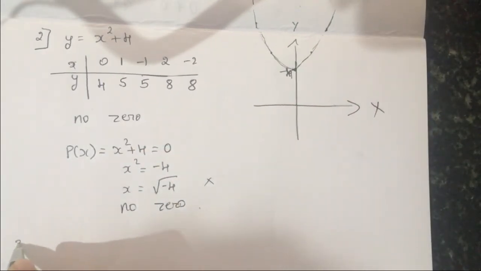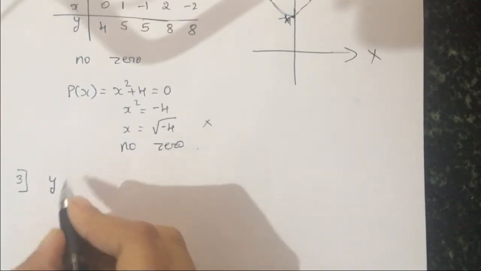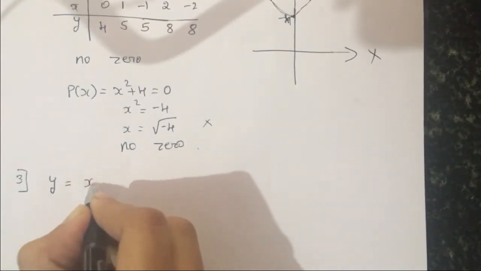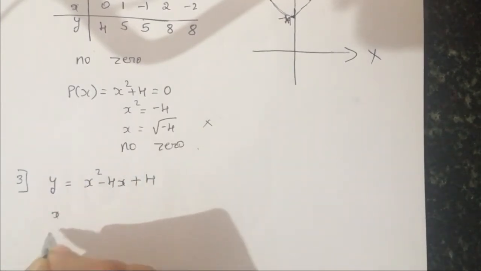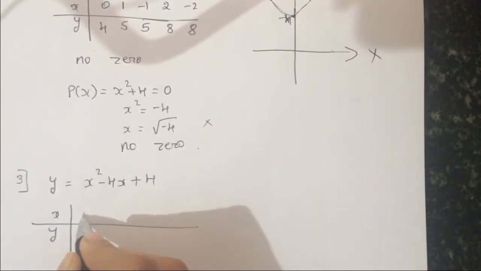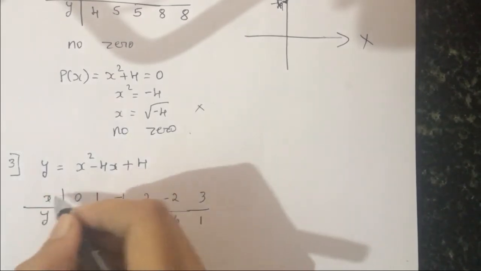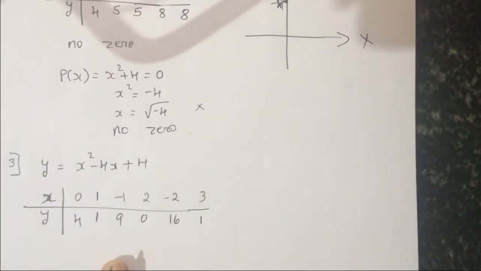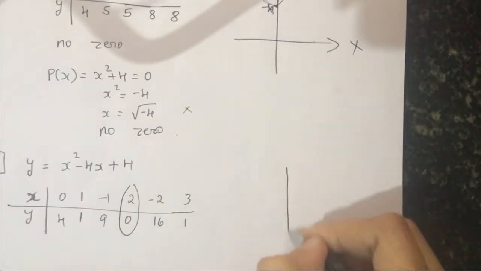Okay, let us look at the third case. For that, I have a quadratic polynomial, y equal to x square minus 4x plus 4. First, make a table by giving different values to x and y. I got the table for x and y values. So you're getting only one point where the y value is becoming 0. Let me draw this.